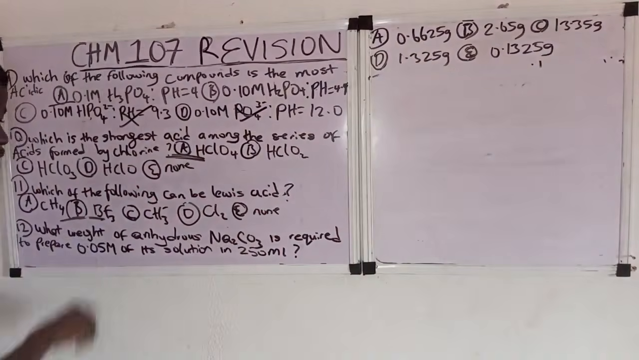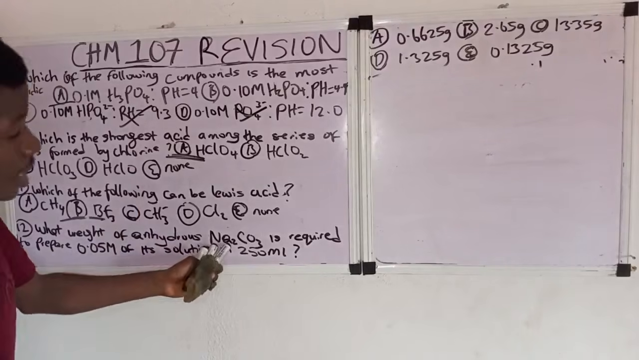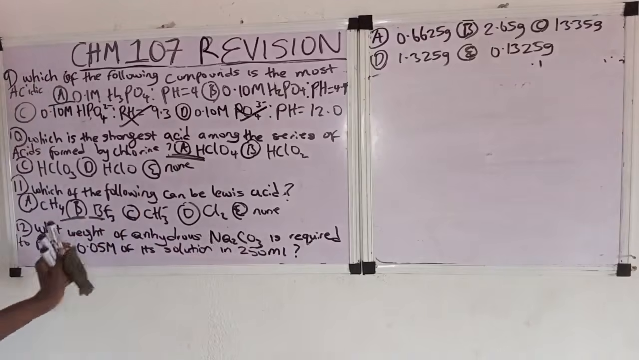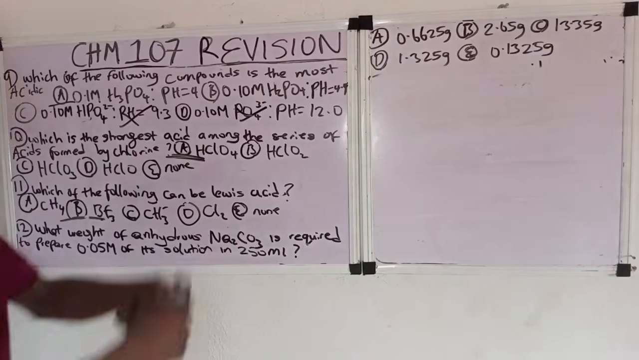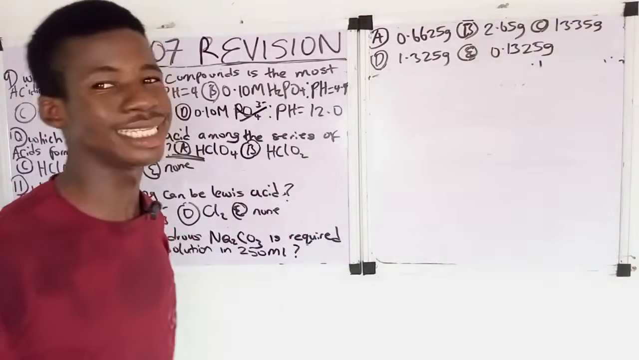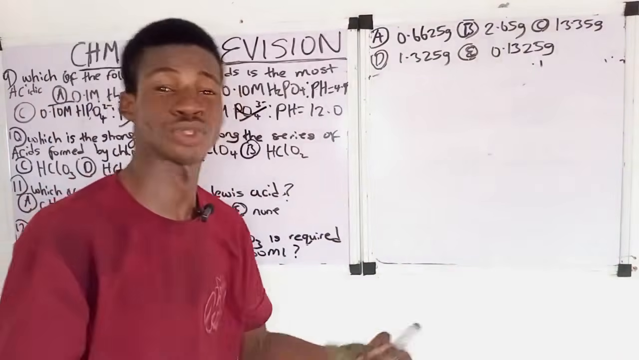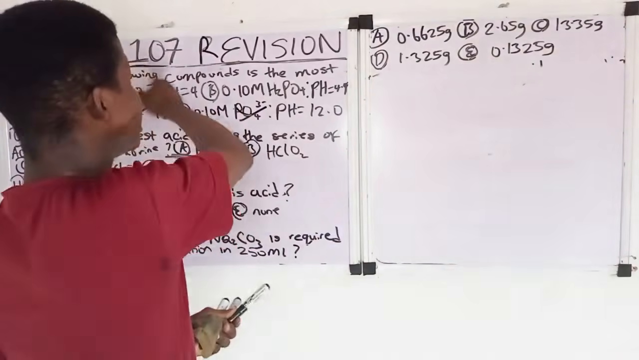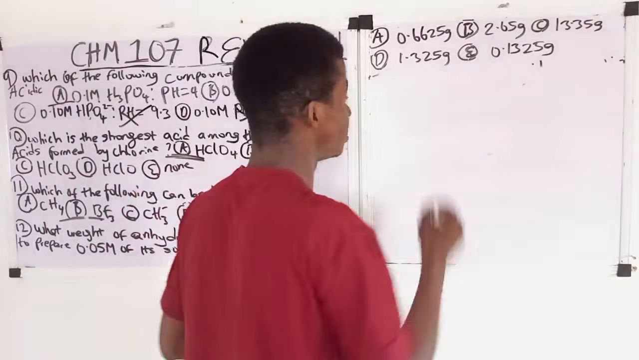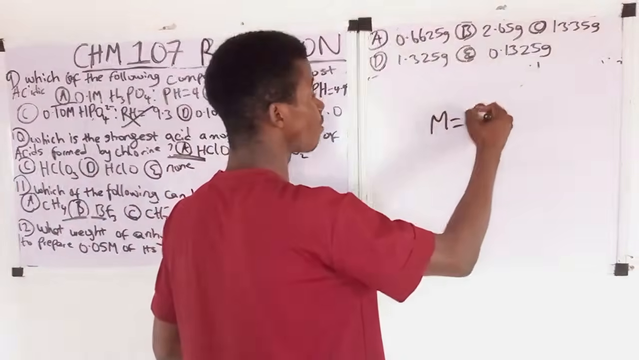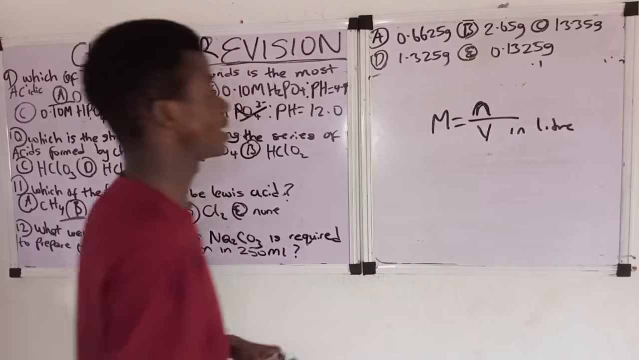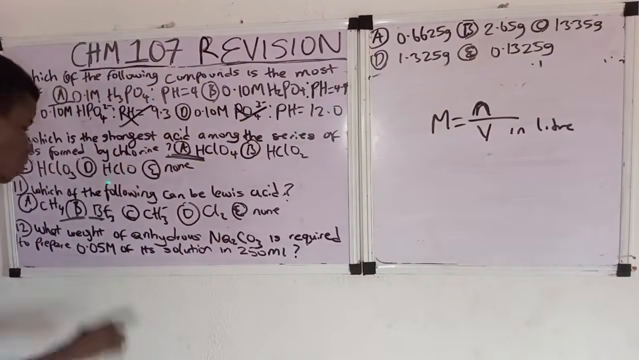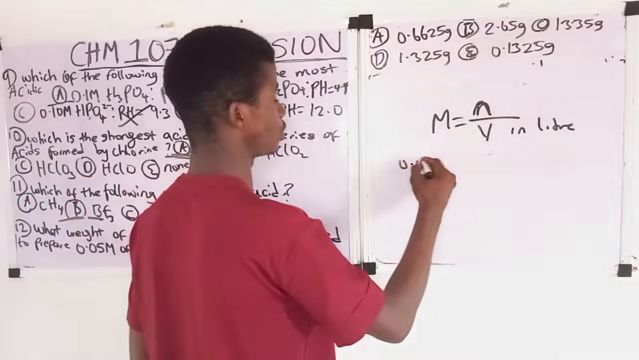They said, what weight of anhydrous sodium trioxocarbonate IV is required to prepare 0.05 molar solution in 250 ml? This one is still coming from molarity. Most questions usually come from molarity regarding CHM107. What is the formula for molarity? Molarity is equal to the number of moles of the solute divided by the volume of the solution in liters. In this question, our molarity is 0.05.